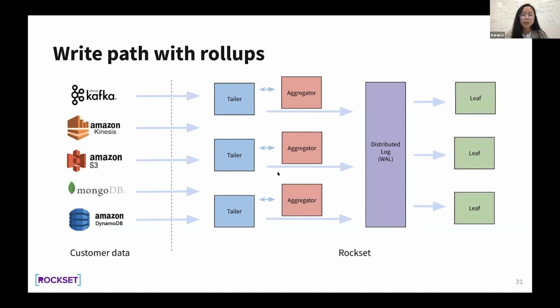With Rollups, the picture gets a little bit more complicated. The difference is that now we've inserted a new service called the aggregator, which sits in between the tailor and the distributed log. The tailor has the raw input documents, and it's now going to pass them to the aggregator. The aggregator will run the ingest query on the data and return the transformed documents to the tailor. Then the tailor will write those transformed documents to the distributed log, where the leaves will pick that up and index them in RocksDB.